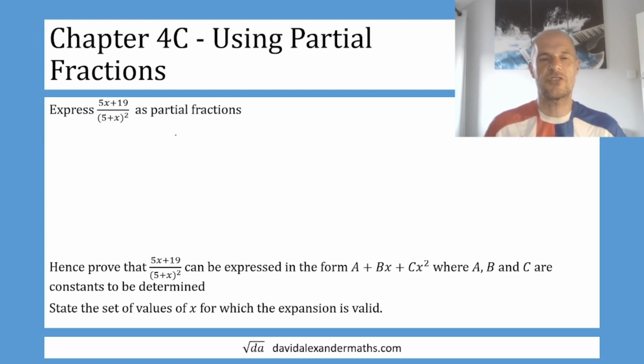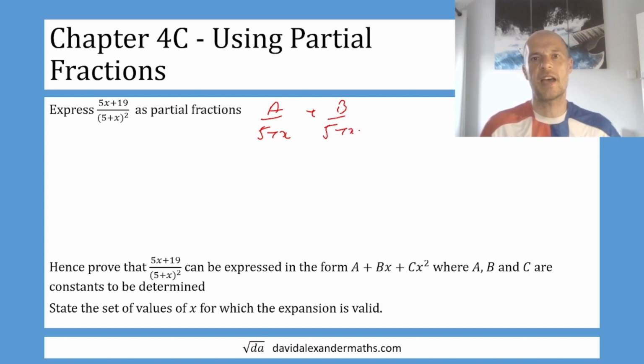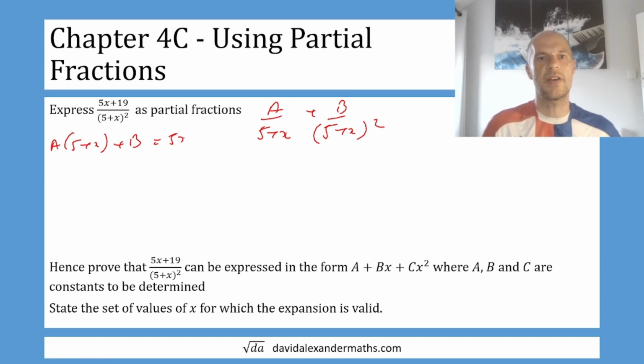Okay, so this question, well, it's a tricky one, but the main thing is just making sure we understand how the partial fractions work. So we know that this is going to be a over 5 plus x plus b over (5 + x) squared. So what we can say is that a lots of (5 + x) plus b equals 5x plus 19. So let's let x equal -5. So therefore what we have is b is -25 plus 19, and -25 plus 19 is -6. So b is -6. Now let's let x equal whatever we want. Let's go with 0, nice and easy.